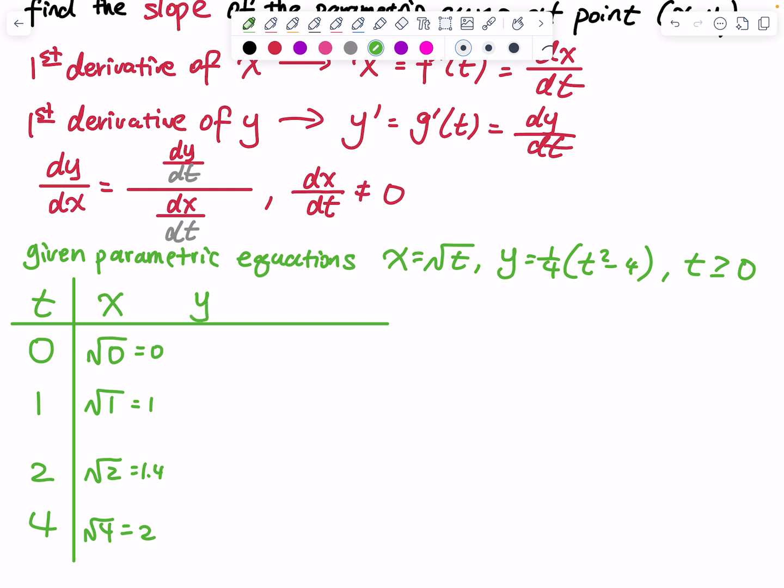And then y is 1 over 4 times 0 squared minus 4, and then 1 over 4 times 1 squared minus 4, 1 over 4.